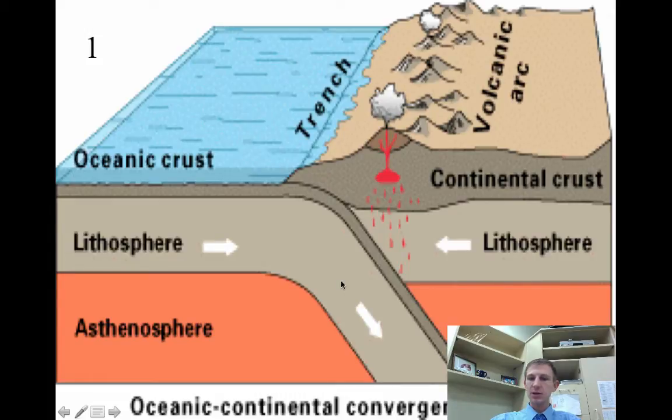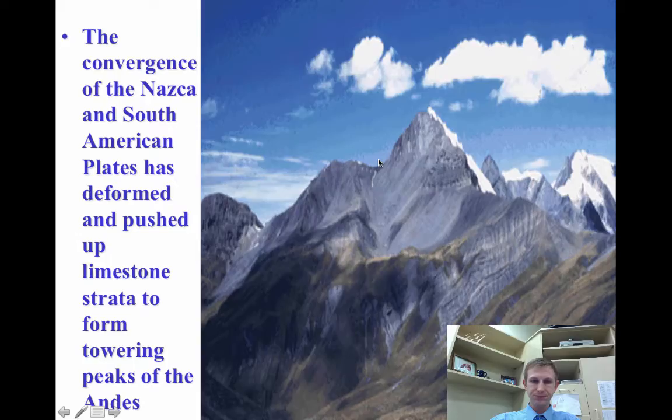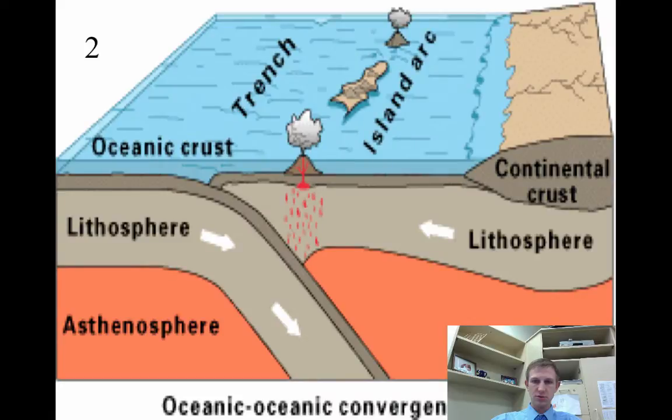So again, remember, I want you guys to know what are the different features that are created by these. So with an oceanic to continental boundary that's convergent, you would have a trench, you would have these volcanoes, get some mountains in here. Another example, the convergence of the Nazca and South American plates. They have deformed everything, and they've pushed up to create the Andes Mountains. Okay, the Andes Mountains, the Rocky Mountains, all of those different things are created by oceanic to continental convergence zones.